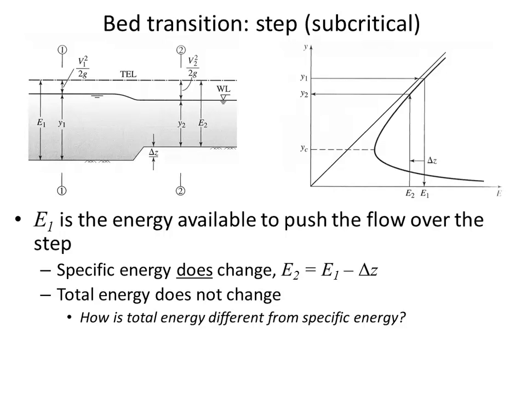Wait, is there ever a situation where it can go from subcritical to supercritical if it's really close to that critical point with the up or down step? Or is it always going to stay? So you're asking if it can go from subcritical to supercritical by just adding a step or a drop?